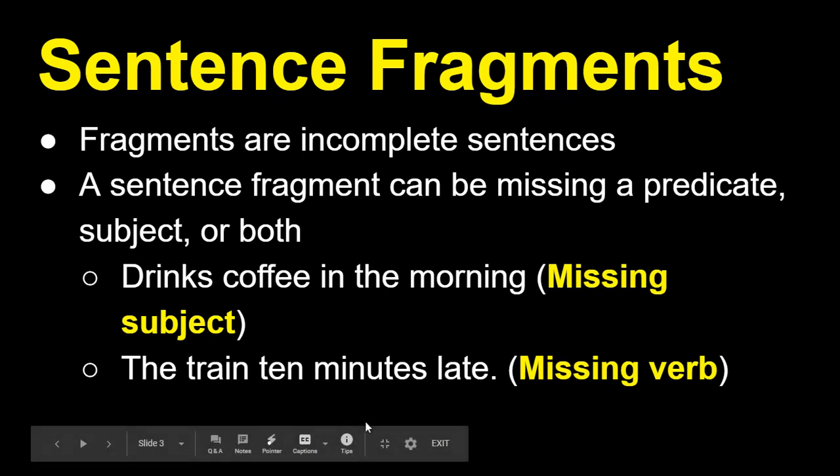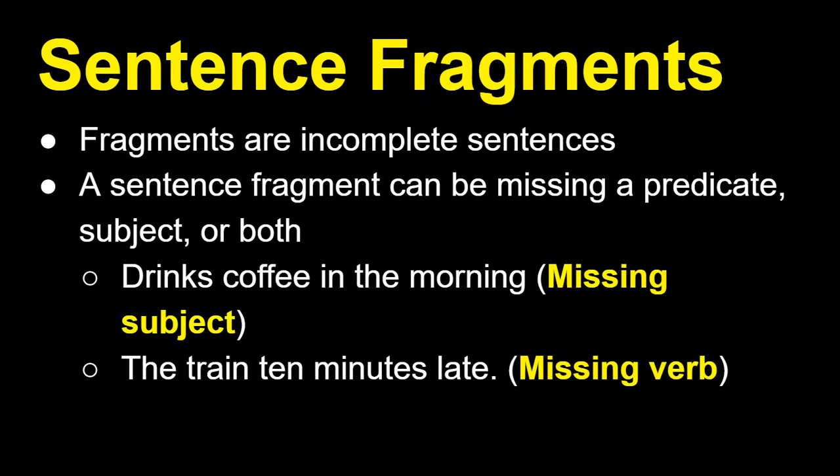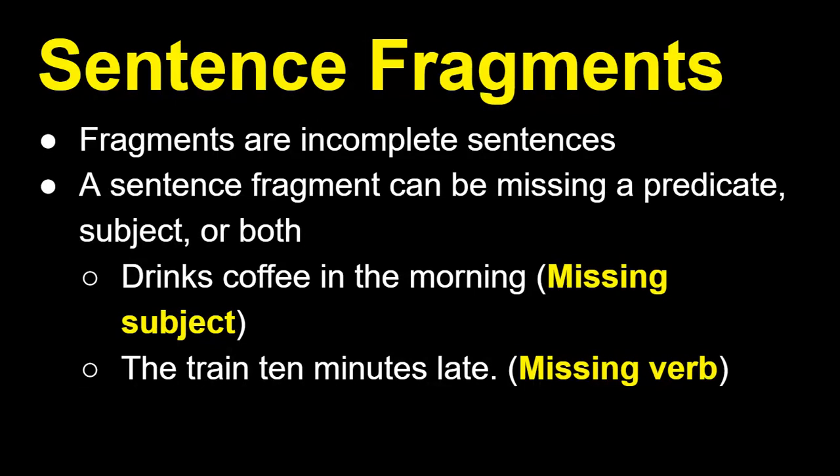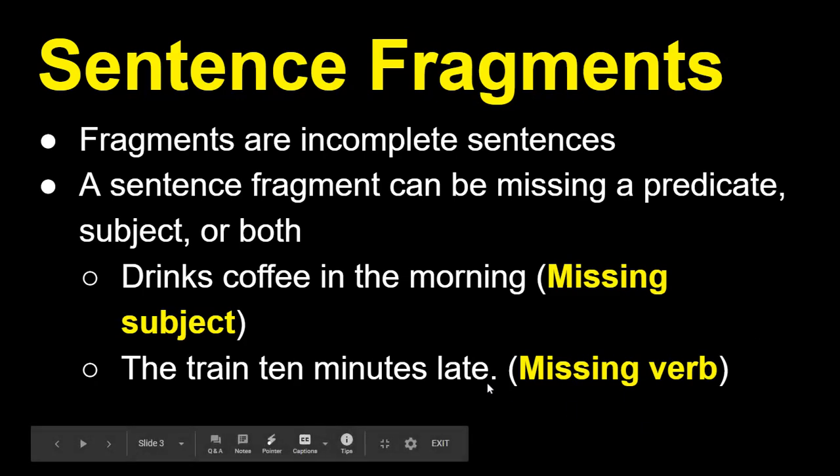The train, 10 minutes late. Well, what does that mean? The train was 10 minutes late, will be 10 minutes late. The missing verb could really change the meaning of that sentence. So this sentence, even though you might be able to get the gist of what they mean without it having a verb, that verb could really change the meaning of the sentence. The train isn't 10 minutes late. The train won't be 10 minutes late. The train is 10 minutes late. Depending on that verb, you can change the entire meaning of the sentence. So you really got to make sure to go back and check.